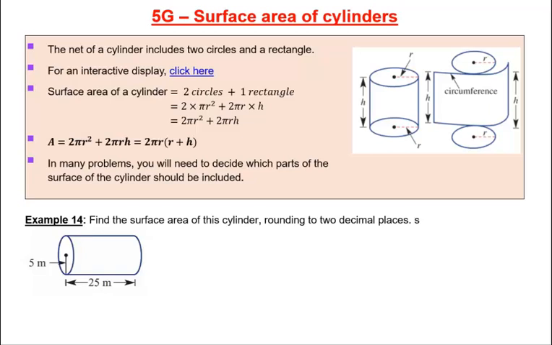The surface area of a cylinder: you've got the two ends, the two circles, and that's how we find the area of a circle, 2 times pi times the radius squared. And to that we add this rectangle. And this rectangle has that length, which is the circumference, times the height of the cylinder.